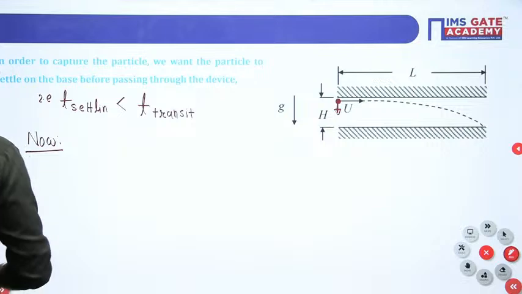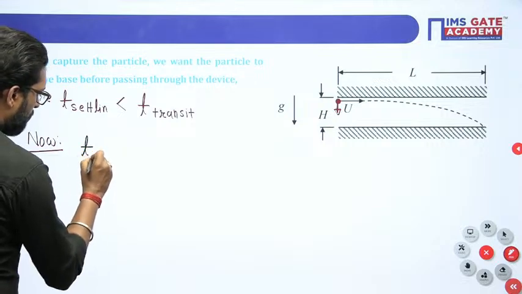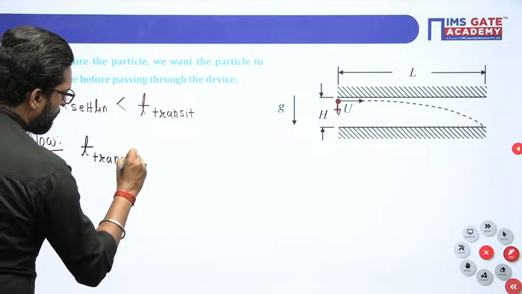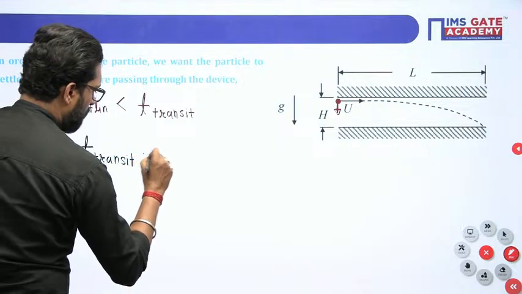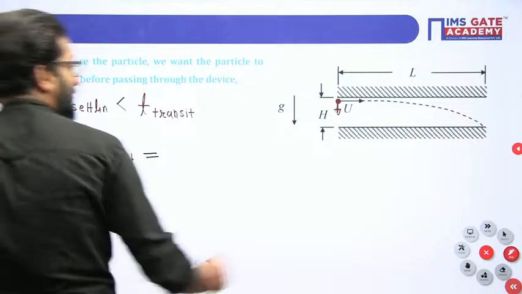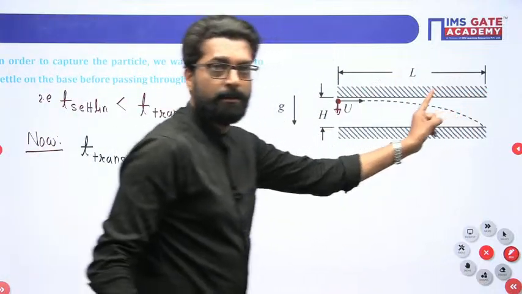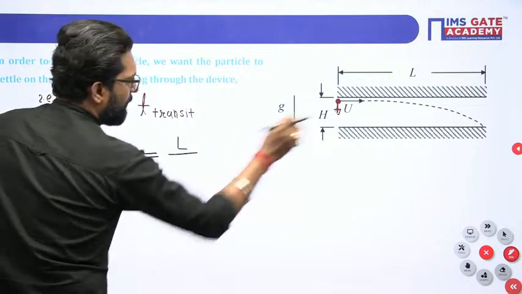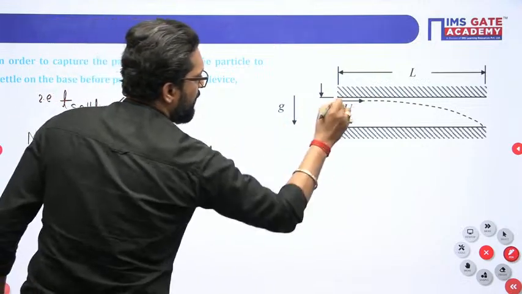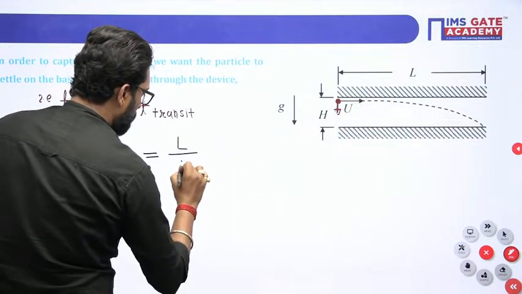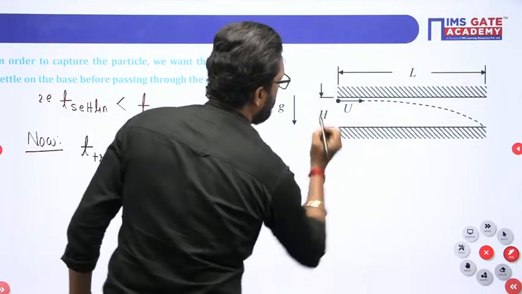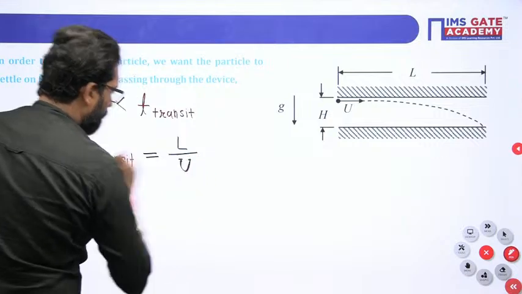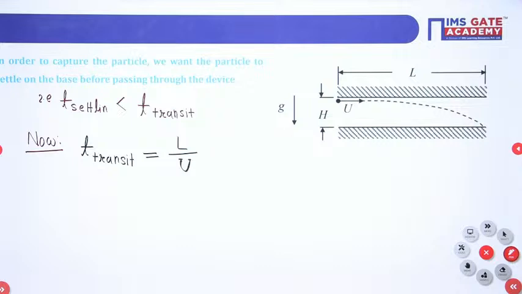Now, what is your time of transit? How to find the time of transit? It is this length divided by this velocity. In this direction there is a velocity u. So this is the time of transit. Now, what is the time of settling?